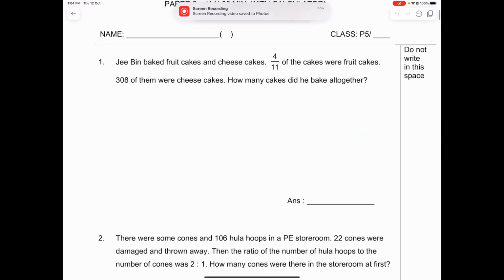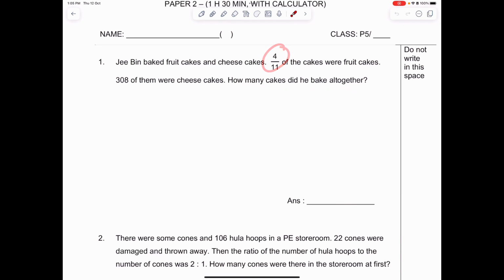Okay, we're looking at Milestone Chat 2, Paper 2. Jibin baked fruit cakes and cheesecakes. 4 out of 7 of the cakes were fruit cakes. 308 of them were cheesecakes. How many cheesecakes did he bake?